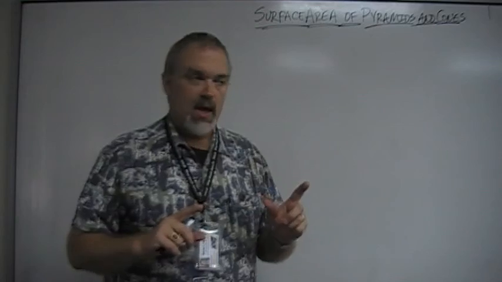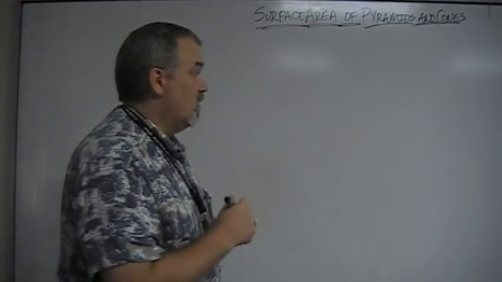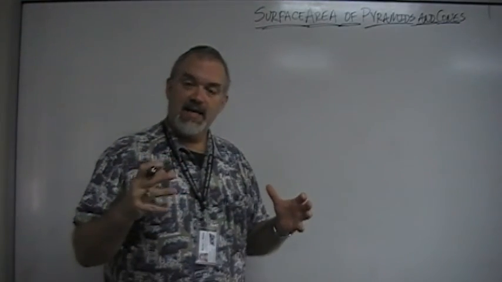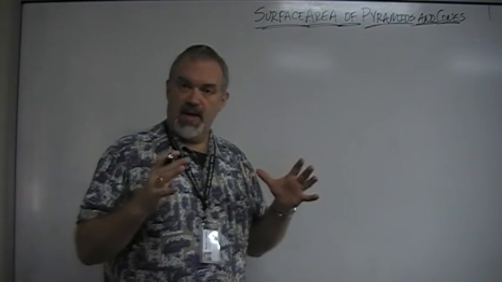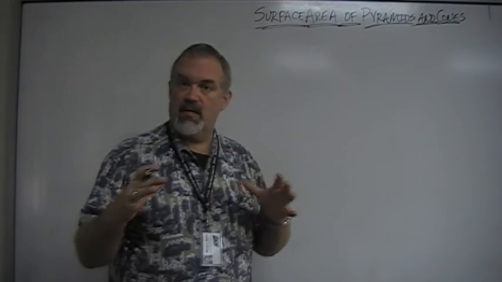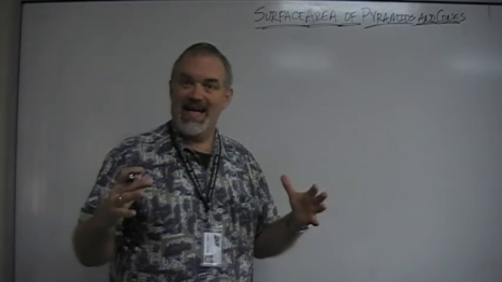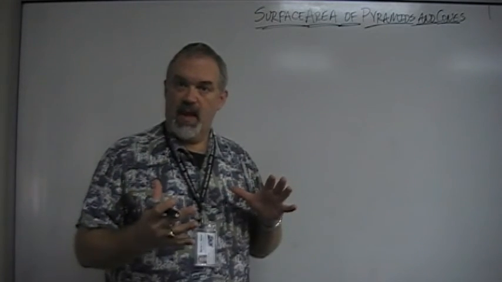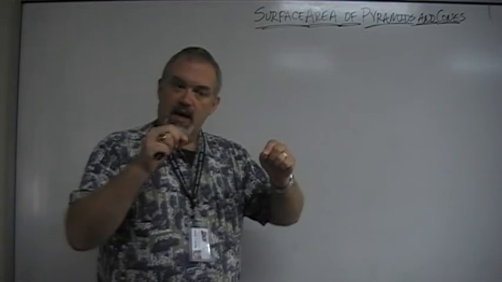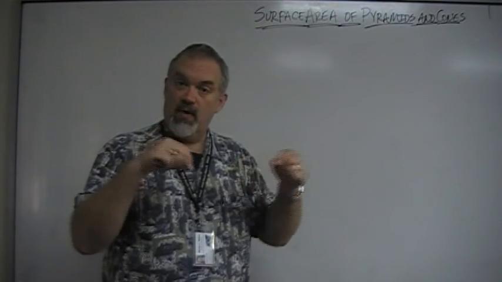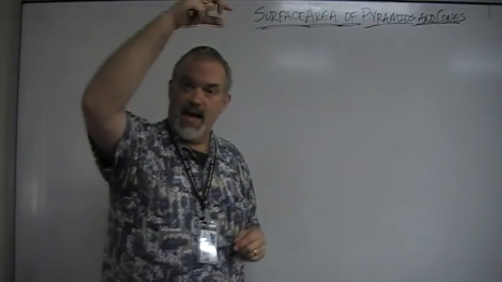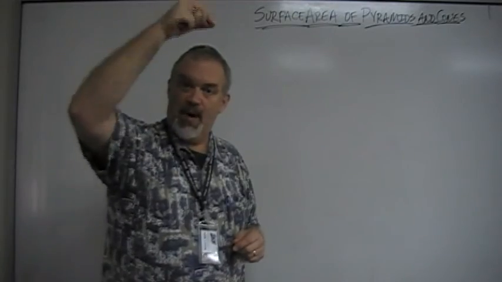Our topic today is surface area of pyramids and cones. And when we talk about pyramids, what we're talking about is any sort of two-dimensional figure. It could be a triangle or a square, hexagon, pentagon, any polygon. And we take the vertices of that, or the corners of whatever that figure is, and connect them to an apex, a point above the figure.